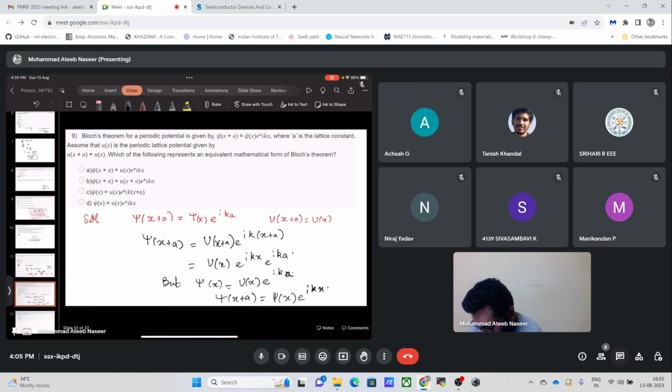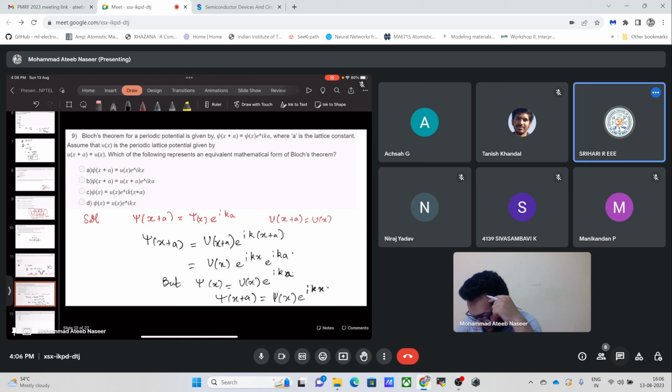Oh, wait a second. My option is not matching with any answer. That's why I'm confused. We equate the two equations, sir. It cancels out. Which equation? Psi of x e power ika is equal to u of x e power ikx into e power ika. Then e power ika both cancels out. So psi of x is equal to u of x e to the power ikx. Sir, in the third line you can equate the psi of x plus a expression, sir, as they pointed out.